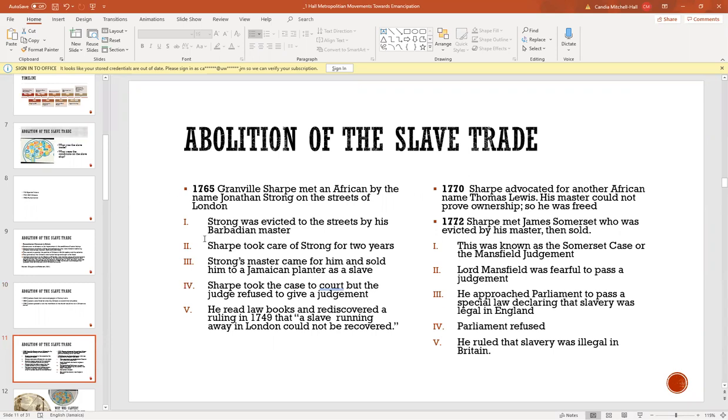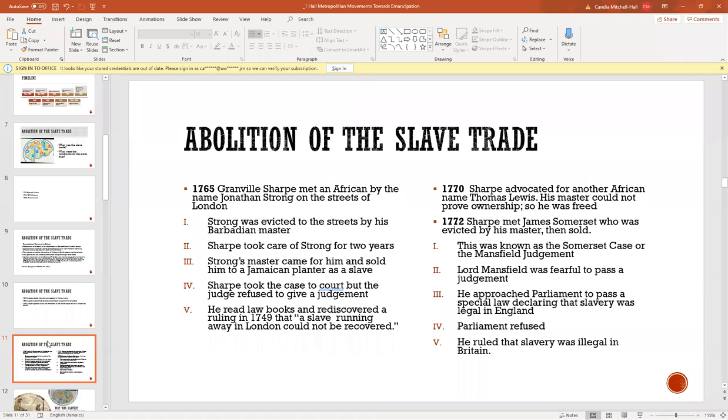Now the humanitarian group expanded because people started to say that Africans in Europe, not a lot of people at the time, it was a small group and then it expanded. So by 1765, we had a person by the name of Granville Sharp. He was a young attorney and he was in London walking on the road and he met an African in London. His name was Jonathan Strong.